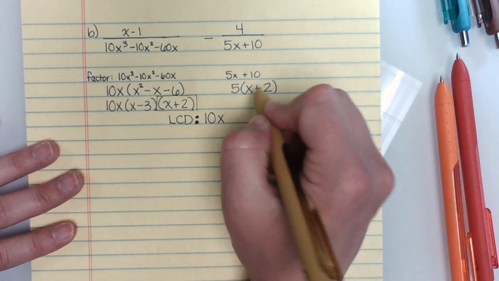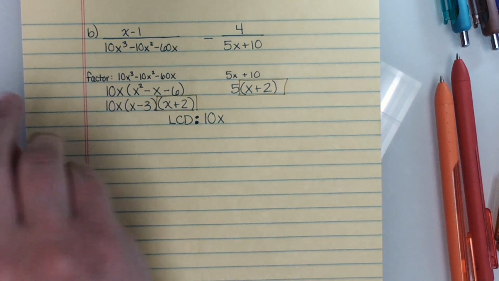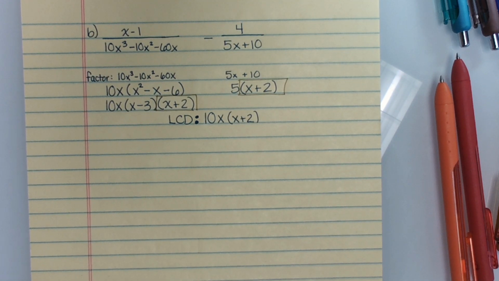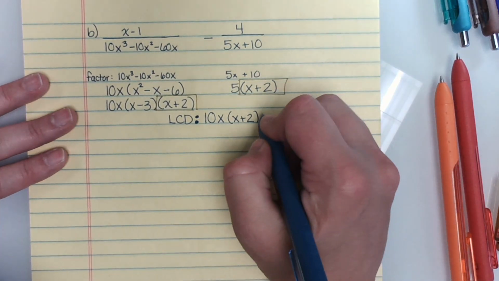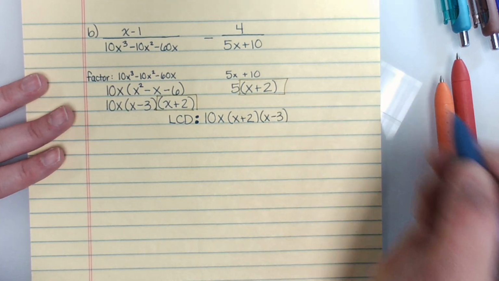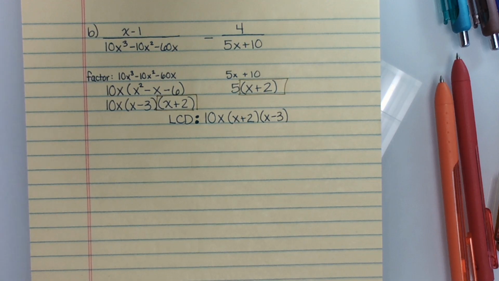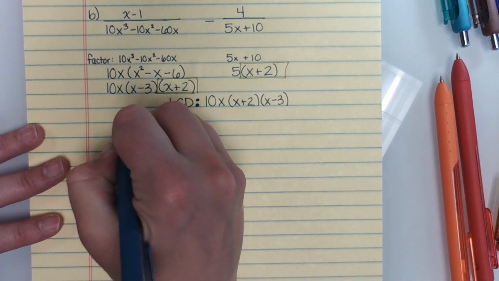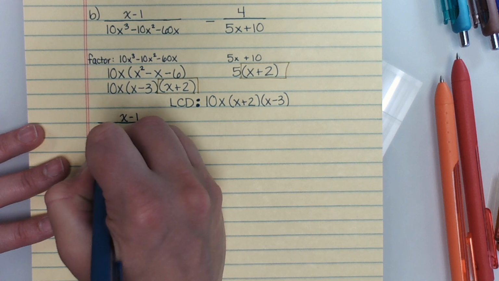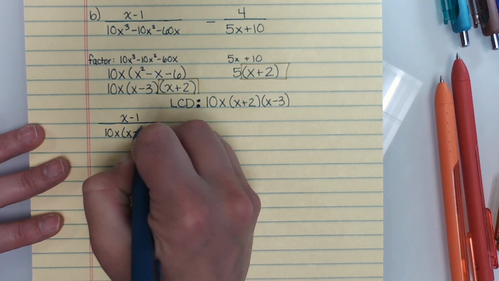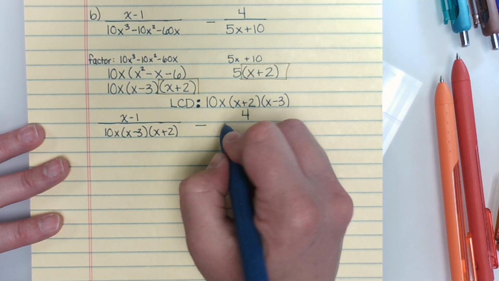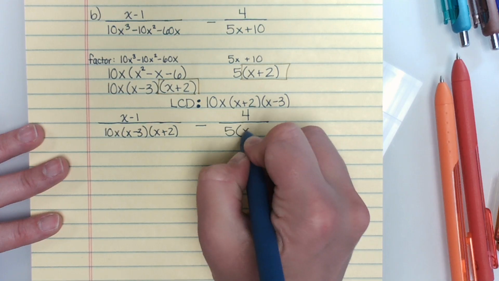In common, they have an x plus 2. I need one of those. I also need an x minus 3. So, I am currently looking at x minus 1 over 10x, x minus 3, x plus 2. And I am subtracting 4 over 5, x plus 2.